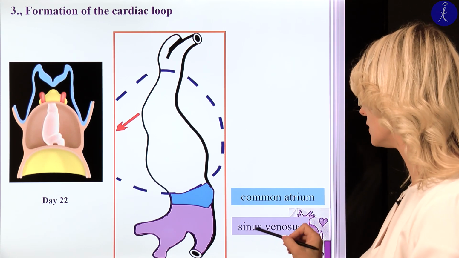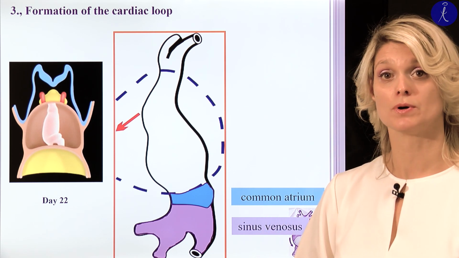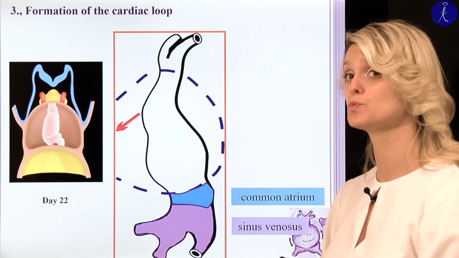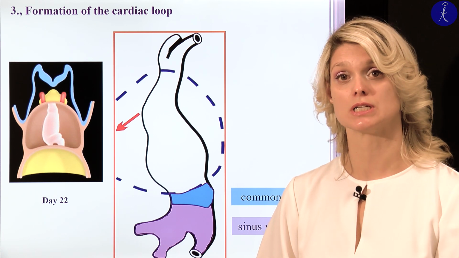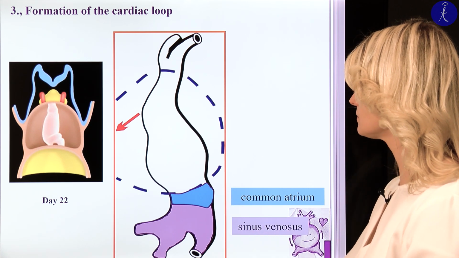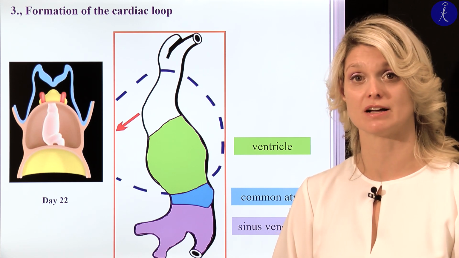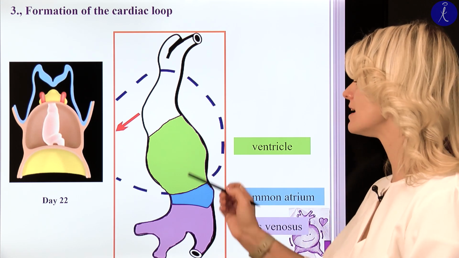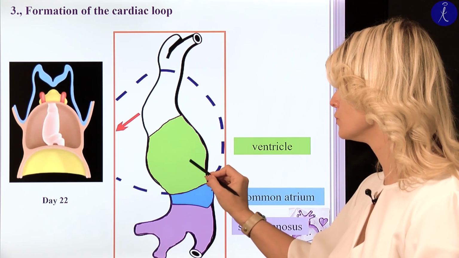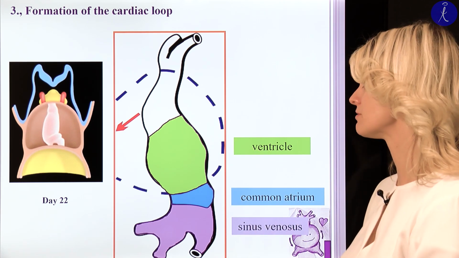I would like to go back to the sinus venosus a little. From the sinus venosus will develop the smooth part of the right atrium. This was the sinus venarum cavarum. After, we will continue, and we can see there the ventricle, the primitive ventricle. From the primitive ventricle will develop the left ventricle. Because of the looping, it is going towards the left side. We will see this development step by step.